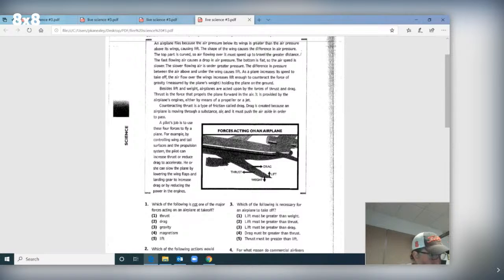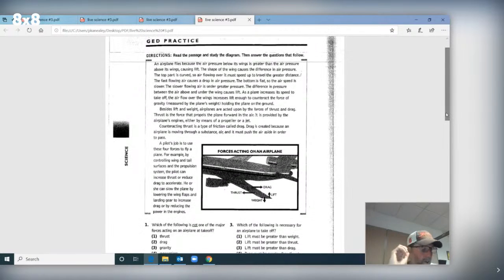Okay, so let's go to 3. Which of the following is necessary for an airplane to take off? Okay, and we're going to go back up to that first paragraph. It talks about how an airplane flies because the air pressure below its wings is greater than the air pressure above its wings, causing lift. Okay, so lift is really what gets us flying.